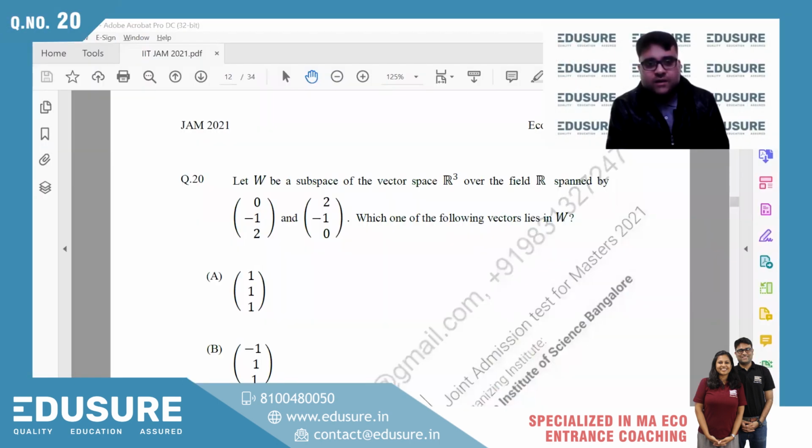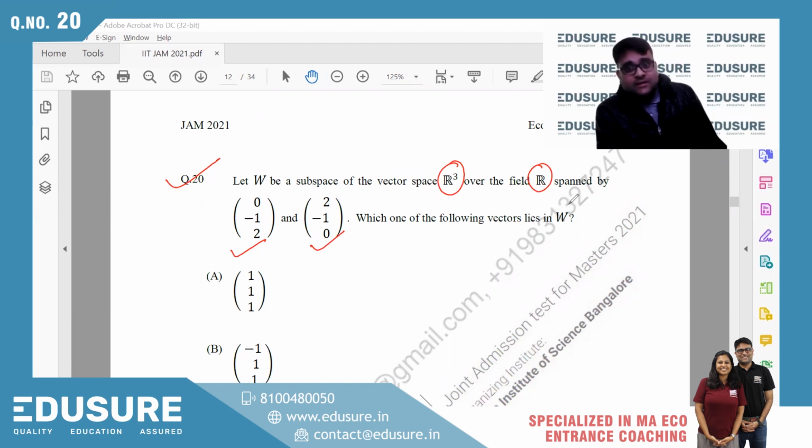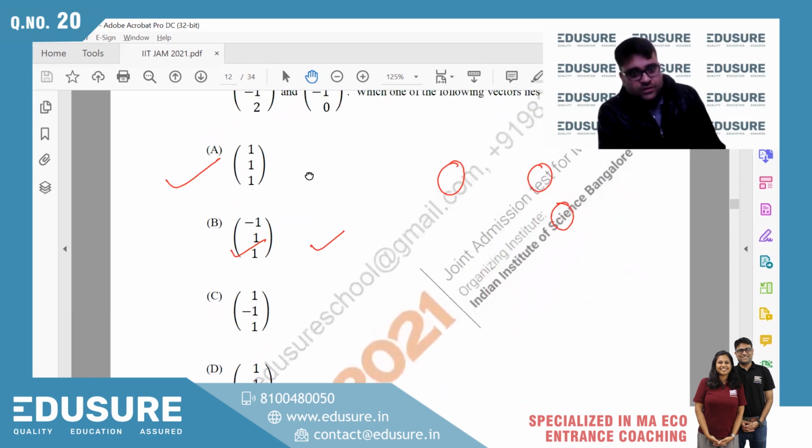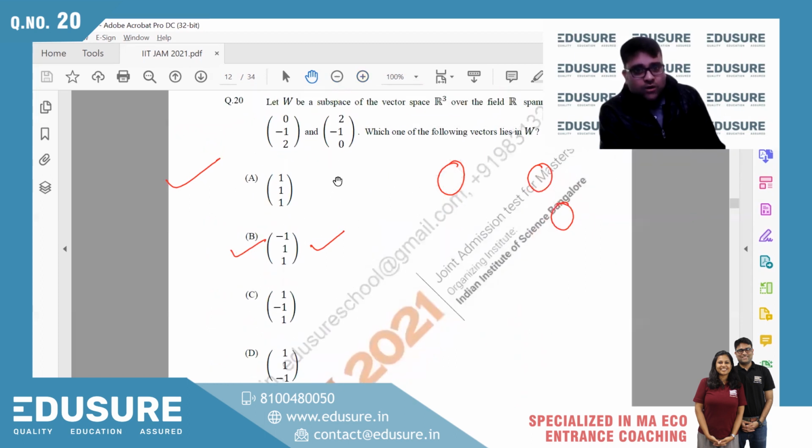IIT JAM 2021 question number 20. Let W be a subspace of the vector space R cube over the field R spanned by these. Okay, so W is spanned by only two vectors. Which one of the following vectors lies in W? Basically, we need to find that option which can be expressed as a linear combination of these two vectors.